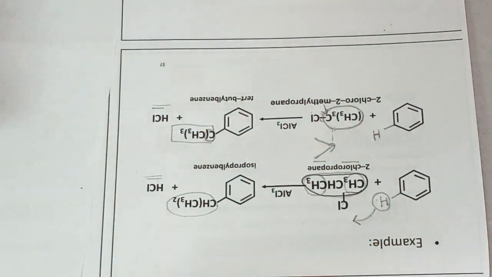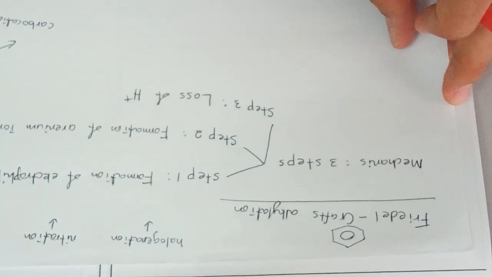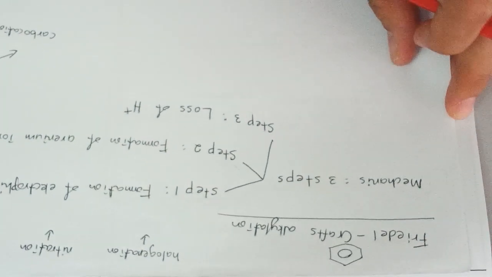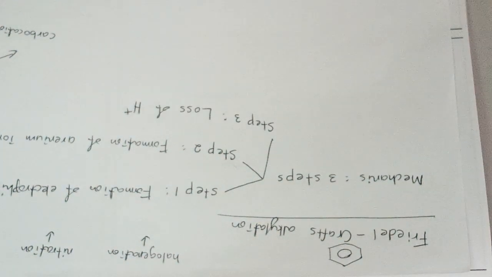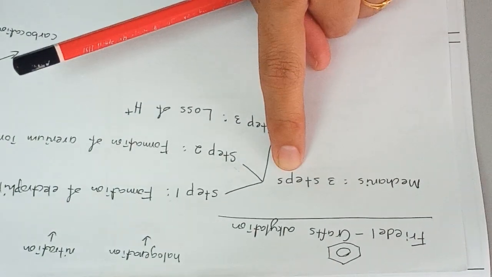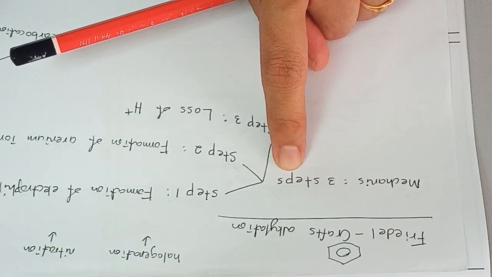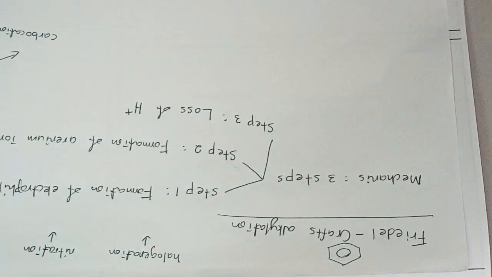For Friedel-Crafts alkylation, right? So I'll show you this first. Hope you can see that. Okay. For Friedel-Crafts alkylation, same for the mechanism. Okay, we still have 3 steps. It is just the same as the previous mechanisms in halogenation of benzene and nitration of benzene.